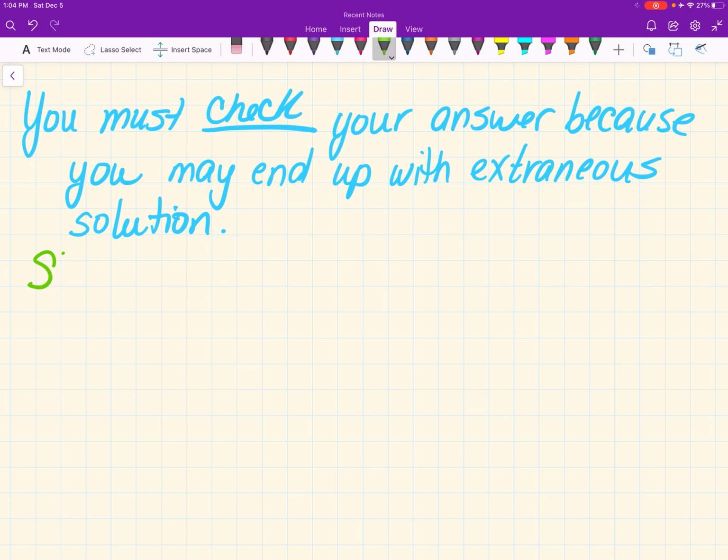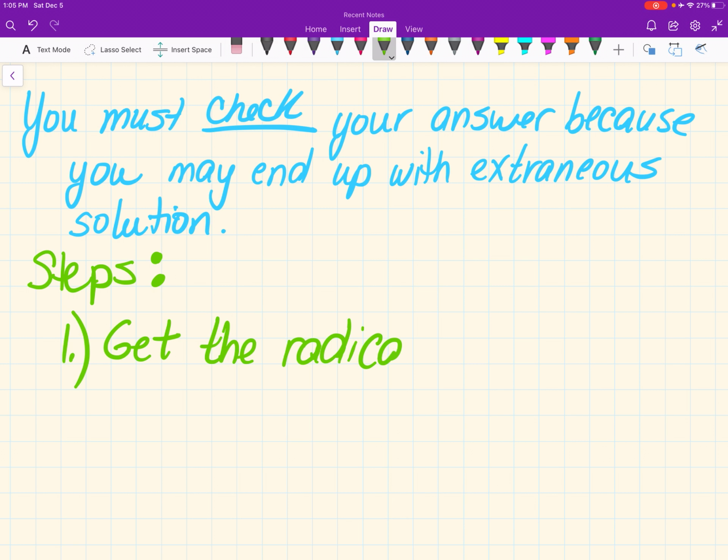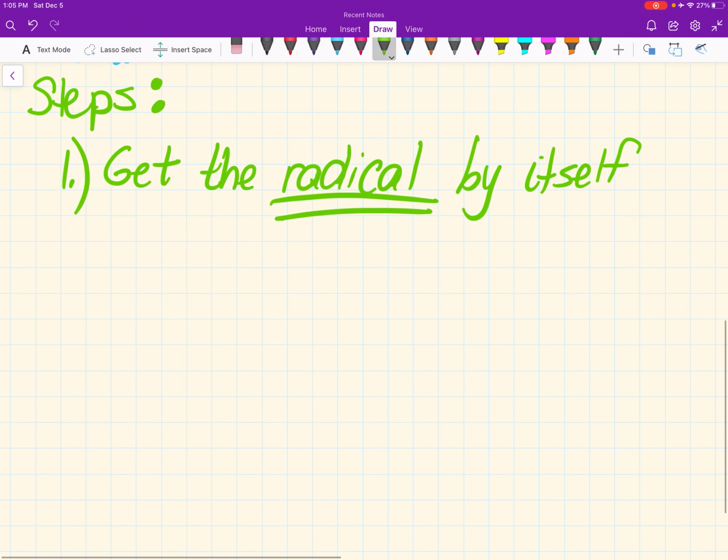Now here's the steps. And I cannot emphasize the first one enough. Whenever people get questions wrong on the test, it's because they don't do this first step. You have to get the radical by itself before you do anything else, or you create all kinds of problems for yourself. They don't get the radical by itself, and then they try to square or cube or bring to the fourth power each side, and they make a big mess of it.